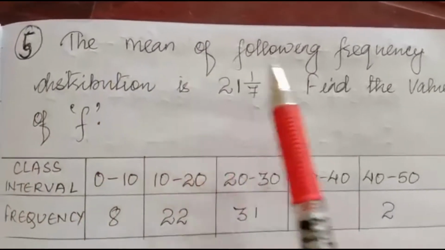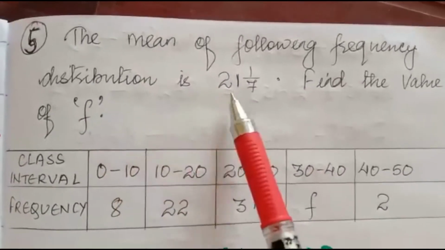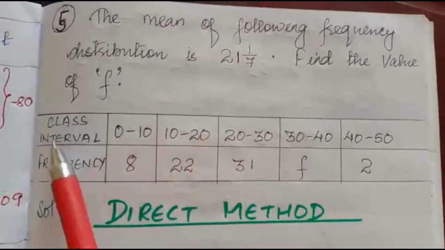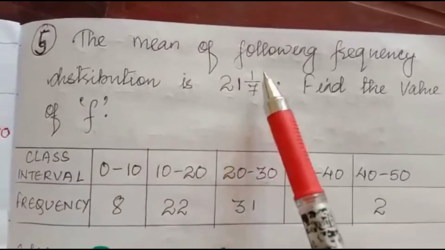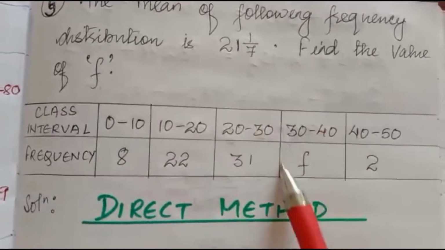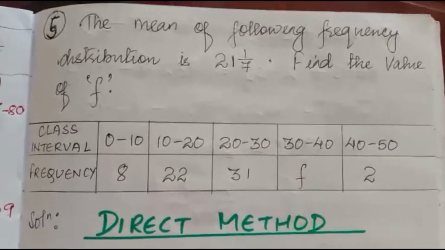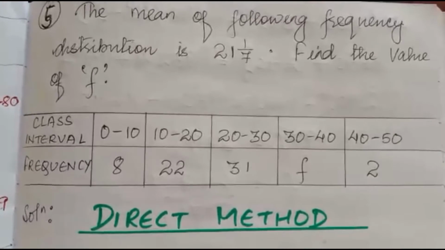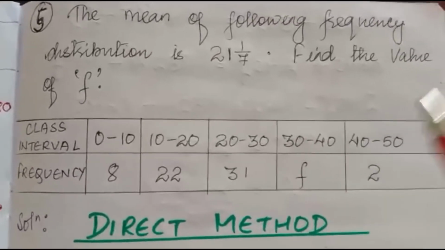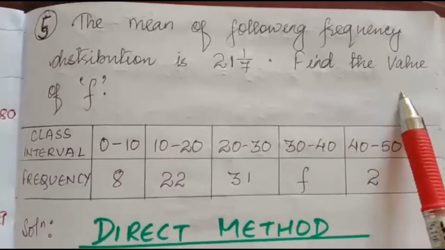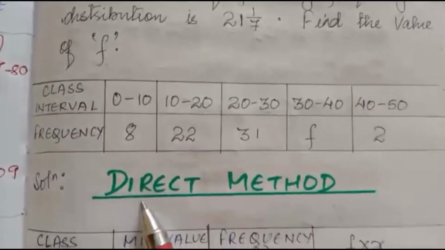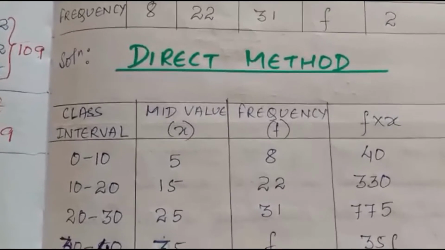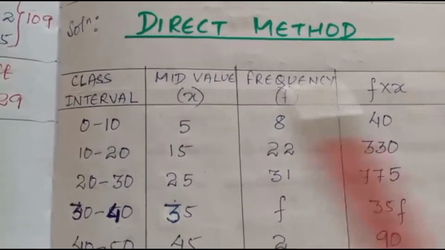The mean of the following frequency distribution is 21 1 by 7. Find the value of f. So here in this question, mean is given 21 1 by 7, and f is unknown. We need to find the value of f. So whenever the question is to find the value of a variable, always use direct method. Since here the method is not mentioned, you can use any method, but direct method is easy. So every time you will use direct method to find these variables.